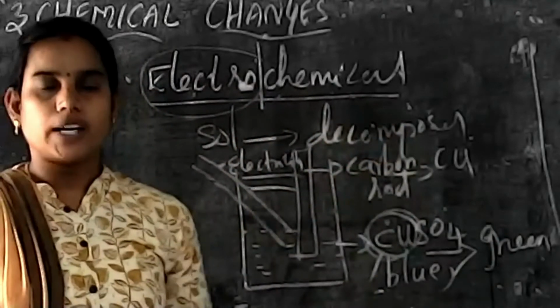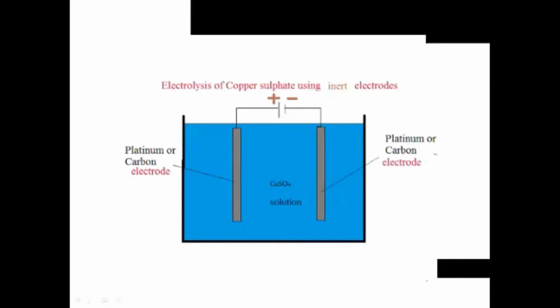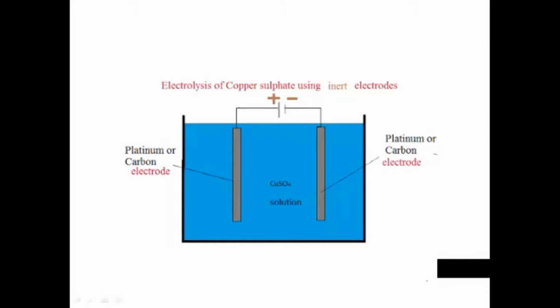Now look at this figure. This figure consists of a copper sulfate solution and a carbon electrode or carbon rod. Both positive and negative terminals are taken. Then we have to dip this carbon rod in this solution. What happens here? Here the blue color of copper sulfate solution is changed into which color? Green color. So here electricity is produced or consumed in this type of chemical reaction.